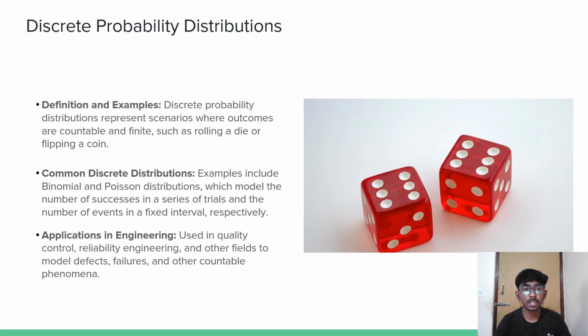The Poisson distribution follows fixed interval of number of events, and binomial distributions use number of successes in a series of trials. Applications in engineering: used in quality control, reliability engineering, and other fields to model defects, failures, and other countable phenomena.